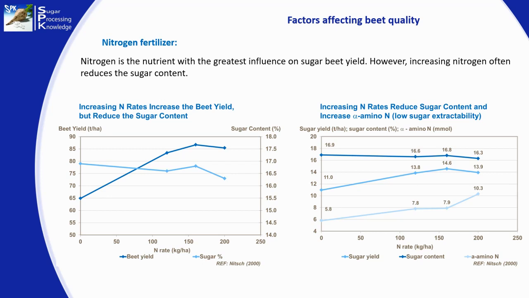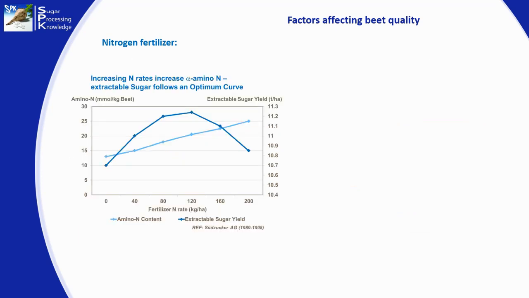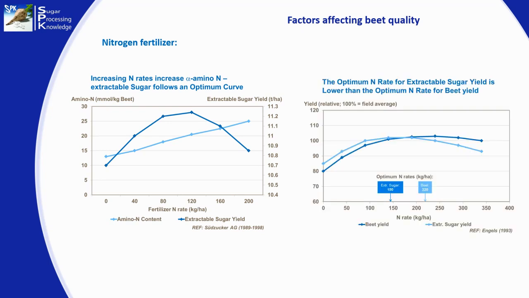The graph shows the relationship between fertilizer nitrogen rate, amino N content, and extractable sugar yield. It can be seen that increasing nitrogen doses increase the alpha-amino nitrogen content, and the sugar yield passes through an optimum. The last graph shows the evolution of the root yield per hectare, and the sugar yield per hectare, as a function of the fertilizer nitrogen rate.